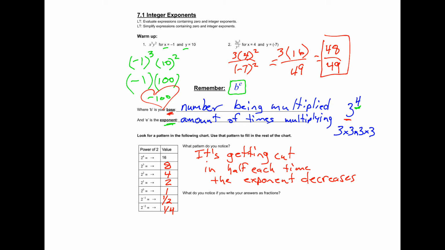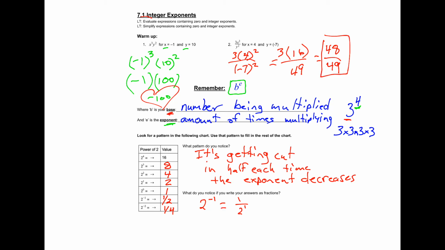So notice that 2 to the negative 1 is equal to 1 over 2. And so this is our first thing with negative exponents. Negative exponents are actually going to flip the fraction. So this is actually going to be 1 over 2 to the first. So the negative that we have here doesn't make the number negative. You see it's still a positive 1 half in our table. It actually just flips the fraction.